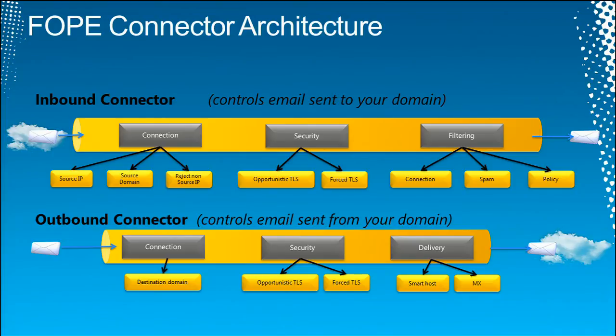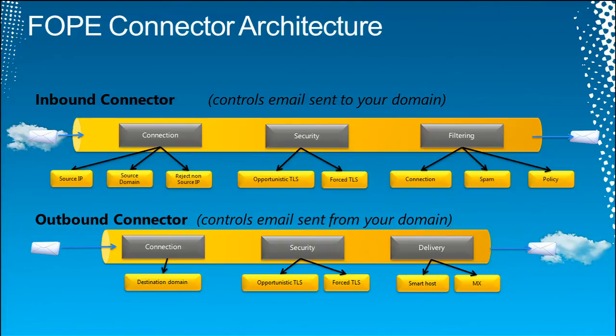For outbound, this is any mail that's sent from your domain, so it has a similar thing. It's connection, security, and delivery. So you can configure that outbound connector to say, hey, all mail for these domains go through these IP addresses. You can then say, I want to force TLS or not force TLS, and then you can configure what kind of delivery you want to do. What kind of resolution do you want to do? Do you want to use DNS to route to this host, or do you want to use smart host routing?